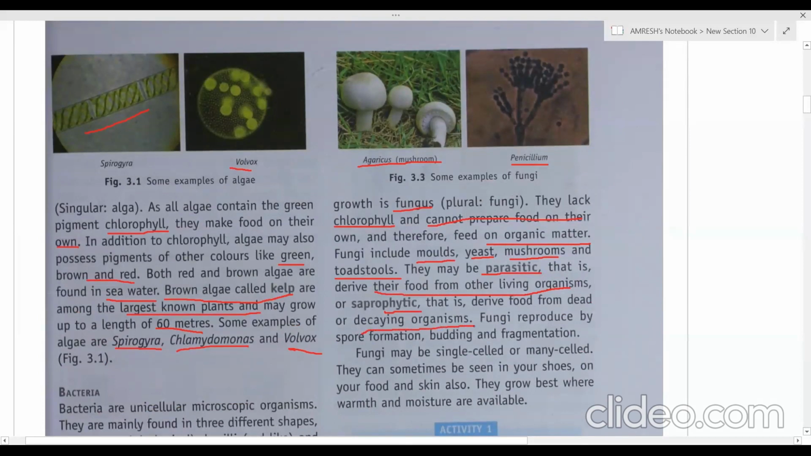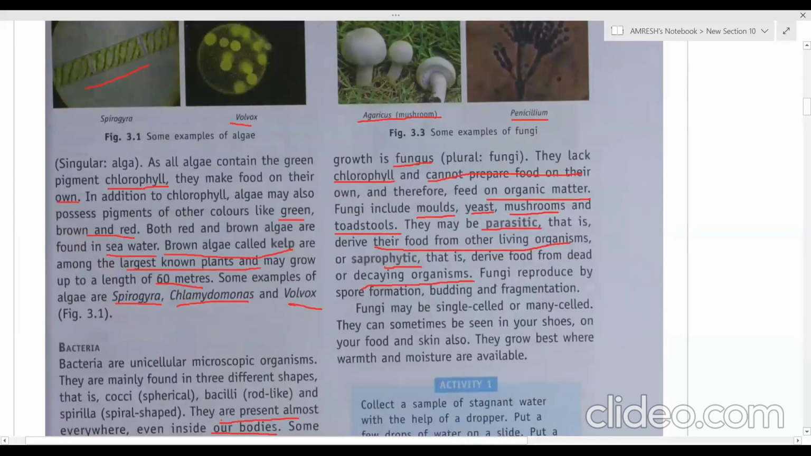Decaying organisms means, suppose an organism has already died and is in a state of decay; they take food from that dead and decaying organism, so we call it saprophytic. The organisms that obtain food from dead and decaying organisms are called saprophytes or saprophytic organisms.